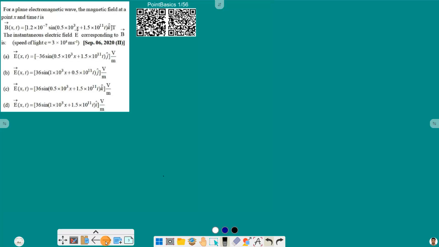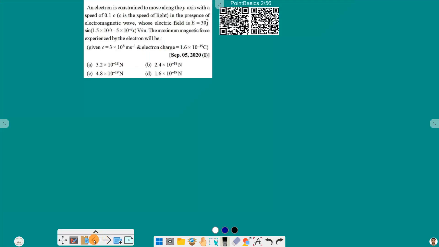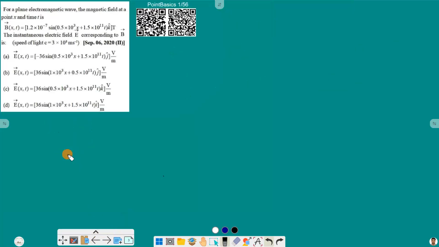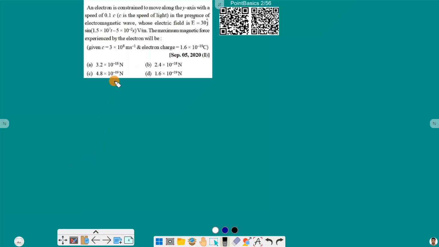Okay, I think this question is a duplicate. So yes, this question is a duplicate. So we already solved it. This is the first one. Now let's move to the second one.